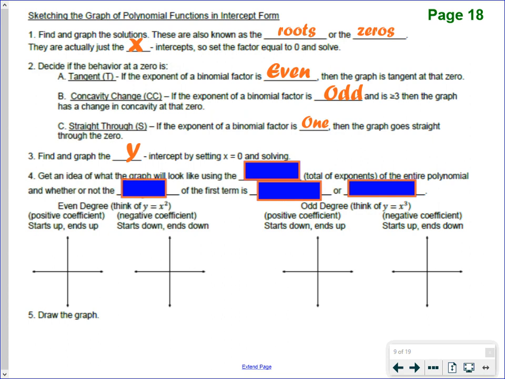Once we do that, we need to figure out more or less what the graph is going to look like. In other words, we need to know the starting and ending behaviors of the function. And we can do that by looking at the overall degree of the entire polynomial. We're going to look at the sign of the first term, the leading coefficient, and see if it's positive or negative.